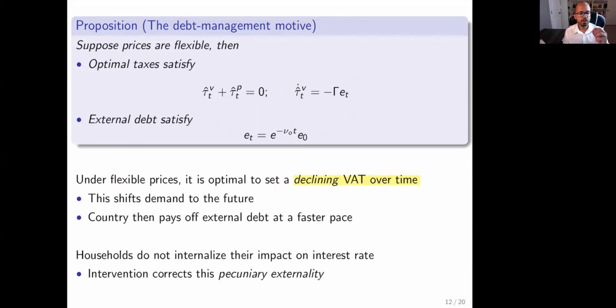Why? Because it shifts demand to the future. Okay? So then the country pays off external debt at a faster pace this way. The households do not internalize the impact that collectively they have on the interest rates. Therefore, this provides a correction for a form of pecuniary externality.